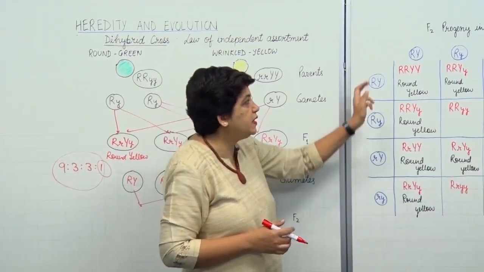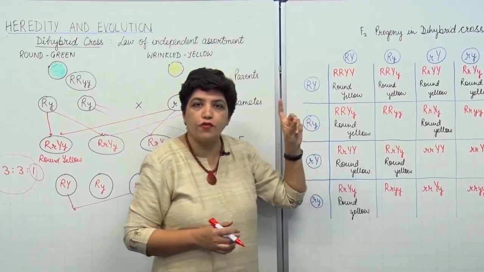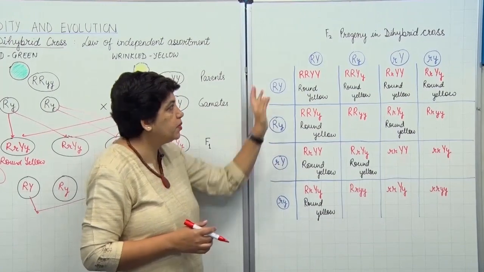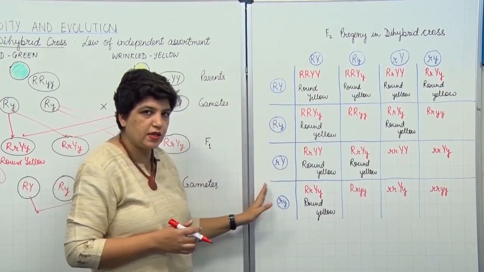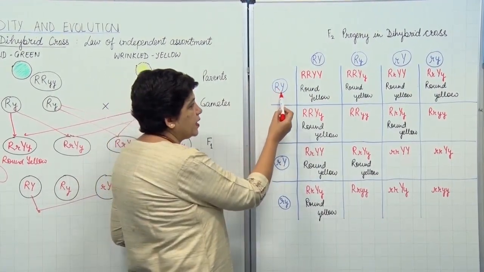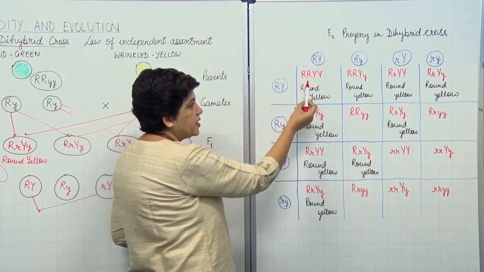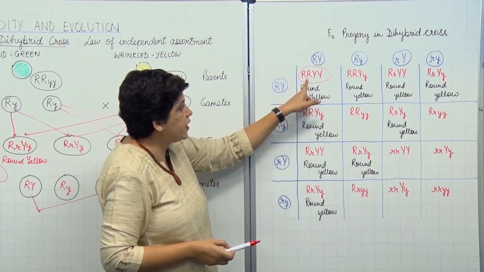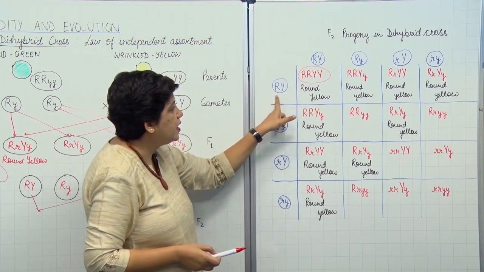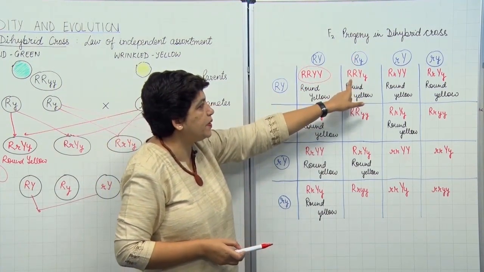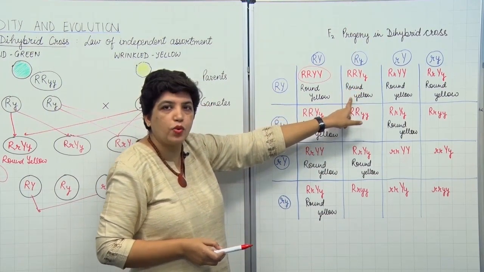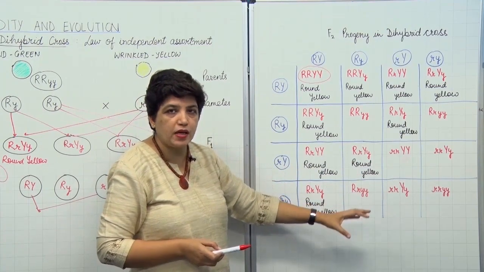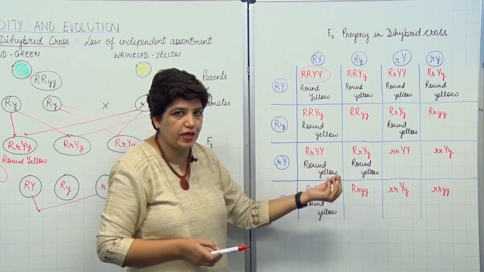Now, consider these 4 as the gametes of one parent and these as the gametes of the other parent, the male gamete and female gamete. Now, if this capital R, capital Y fuses with capital R, capital Y, we'll find this F2 progeny. This will be round and yellow. Again, this fuses with this gamete, capital R, capital Y, round yellow. So this way you can frame the 16 types of plants formed in the F2 generation.